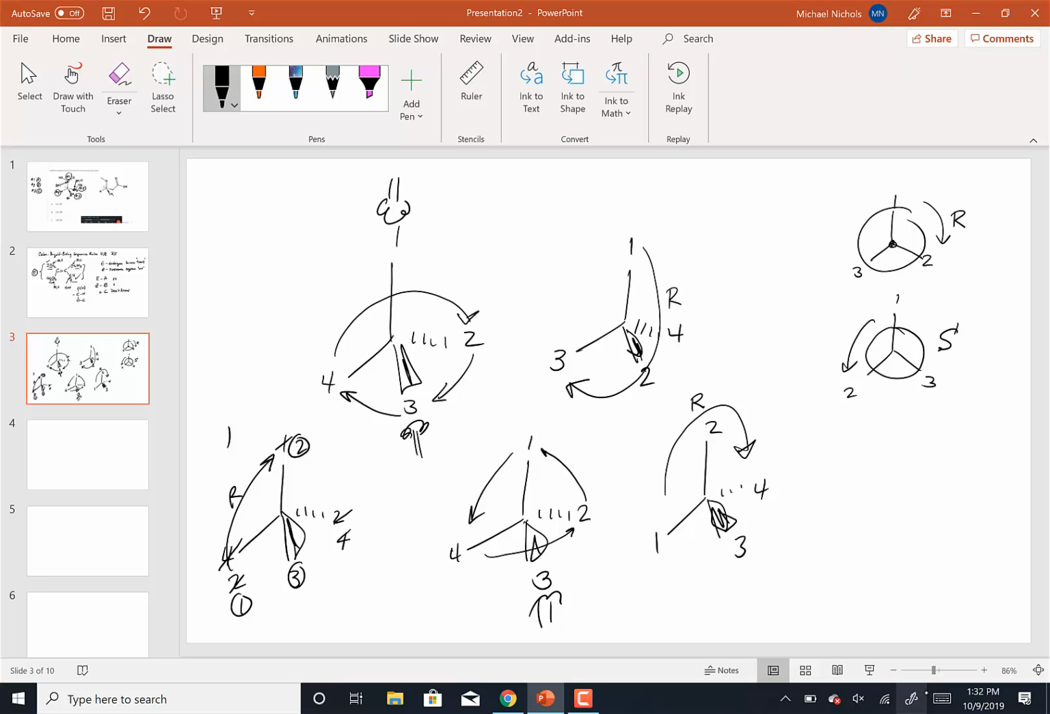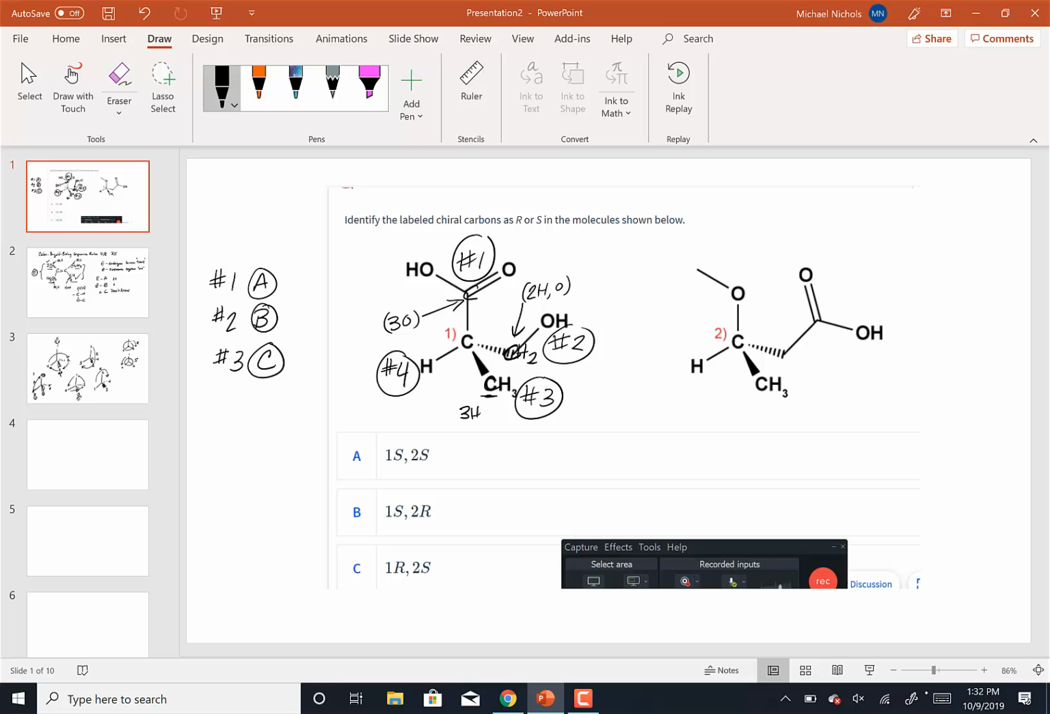1 through 4, orient 4 in the back, clockwise or counterclockwise, 1, 2, and 3. Forget about 4. And that'll get you your R and S. Okay. So here's one. Number 2. Try number 2 and tell me if it's R or S.